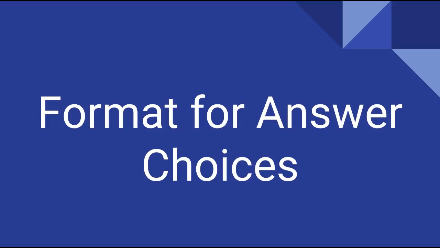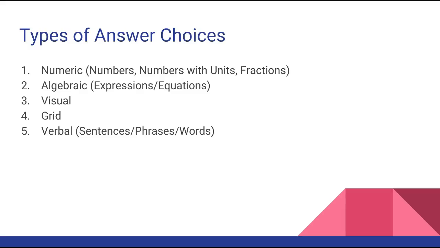So next we're going to look at format for answer choices. So now we're just going to look at the answer choices and not the questions. Looking at these 5 types, you'll see we have number 1, numeric, which has numbers or numbers with units or fractions. It could be even numbers with degrees for 4th grade. Number 2 would be algebraic. This time it would be expressions and equations. They have operational symbols. Number 3, a visual. Again, it could be a table, a diagram, a graph, or number lines.